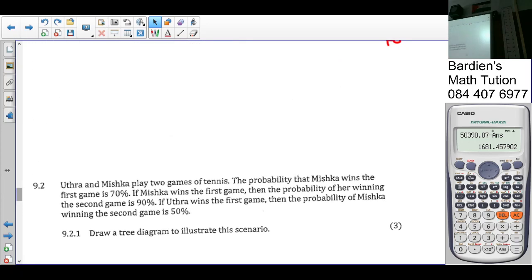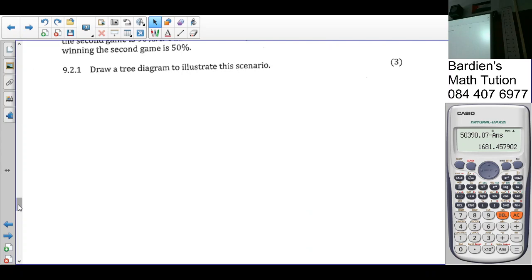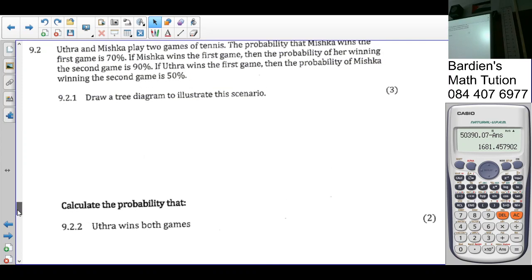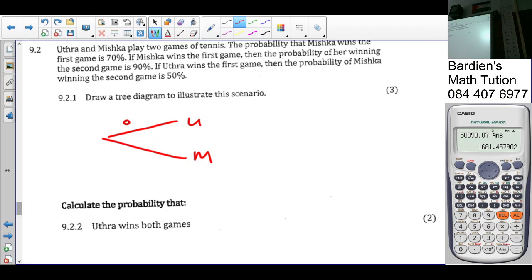No, well, I thought there would be more questions pertaining to that Venn diagram. Right, here we have a scenario. Udra and Mishka play 2 games of tennis. A tree diagram is going to be the better representation of what's happening. The probability that Mishka wins the first game is 70%. So what's the probability of Udra winning? 0.3 or 30%.